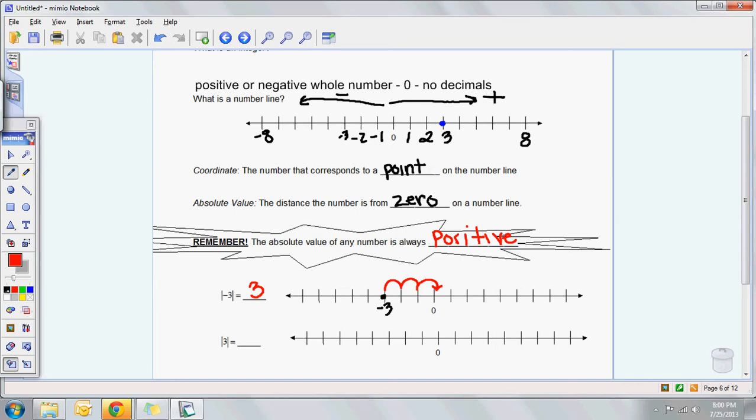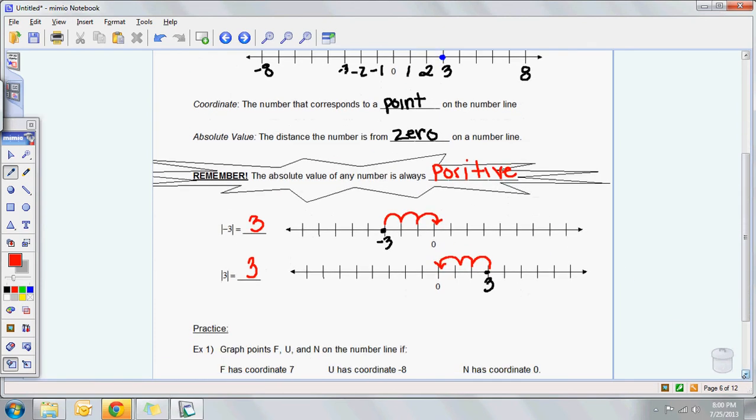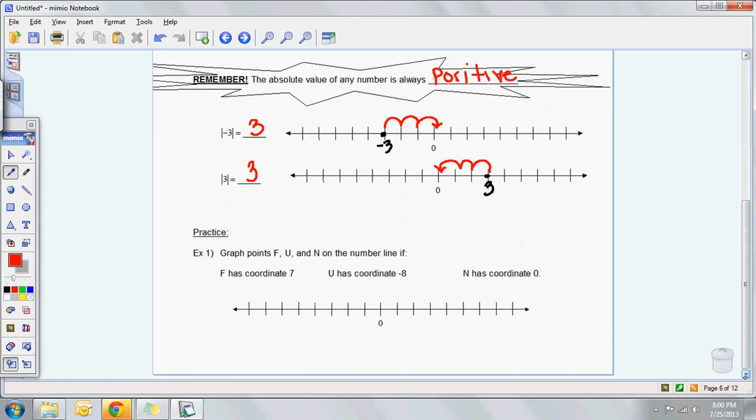So let's look at another example. This is asking, what is the absolute value of +3? Well, on my number line, I know that 3 is going to be right here on the number line. Here's my coordinate. And it wants to know what's the absolute value of 3. So what's the distance it is from 0? 1, 2, 3. Again, it's 3 spots away from 0. So as you notice, it's always going to be positive because everything on the number line is a certain distance away from the number. So let's practice putting things on the number line.